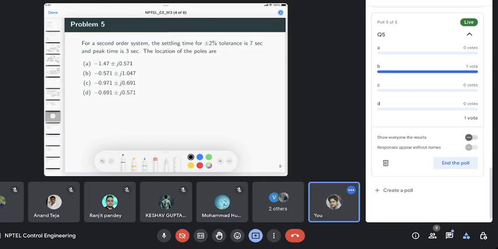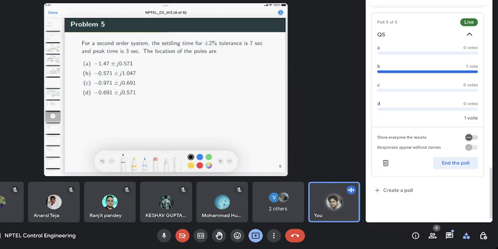Okay, so I'll discuss this question. For a second order system, we are talking about only an underdamped system here, because the peak time is only defined for an underdamped system, if you remember from the lecture videos. For the underdamped system you have complex conjugate poles in the left half plane. So for a second order system, you have only a pair of conjugate poles.